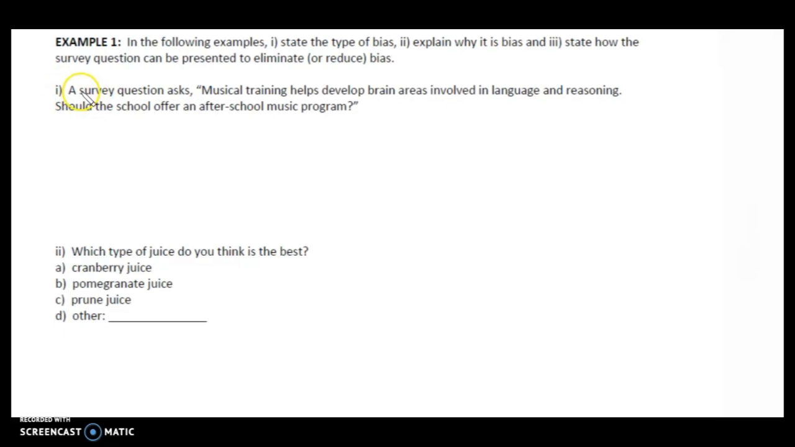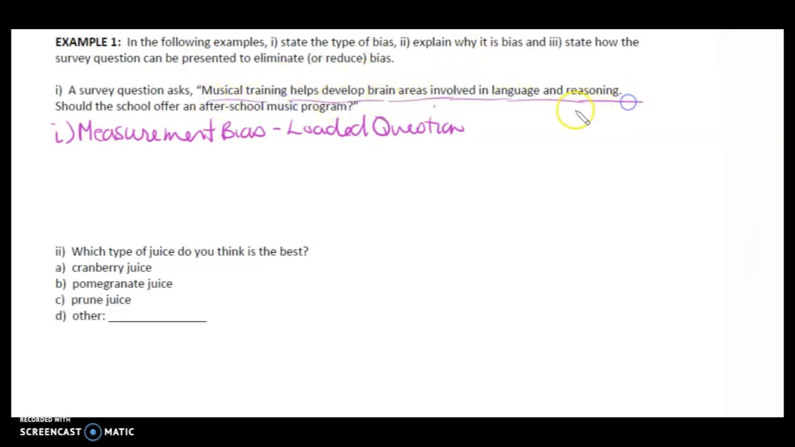Okay, so number 1, a survey question asks, musical training helps develop brain areas involved in language and reasoning. Should the school offer an after-school music program? The type of bias here is measurement bias, and this is a loaded question. It's telling people all the good things about musical training. It's encouraging and persuading them to be like, well, yeah, of course, school music program, let's do it.